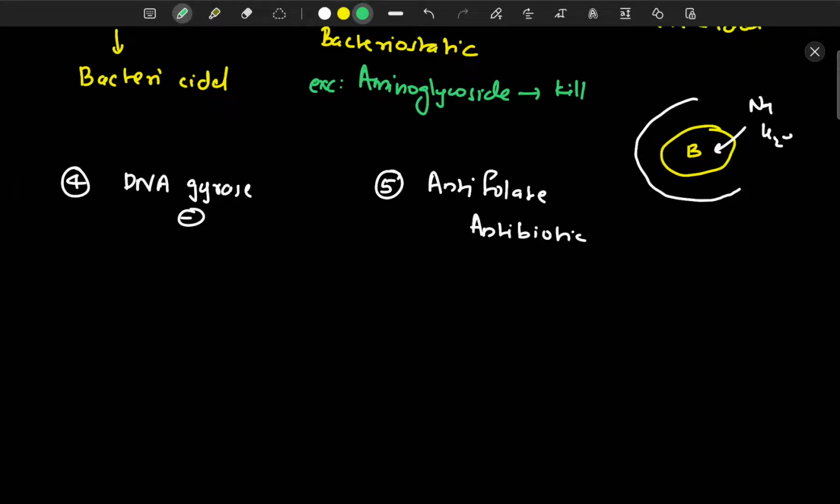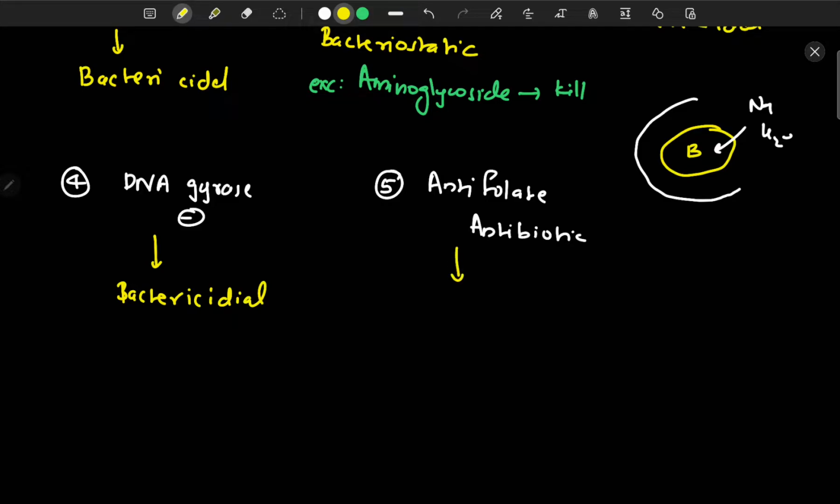Now about the DNA gyrase inhibitor. As it is involving the DNA, this is also bactericidal. It will kill the bacteria.